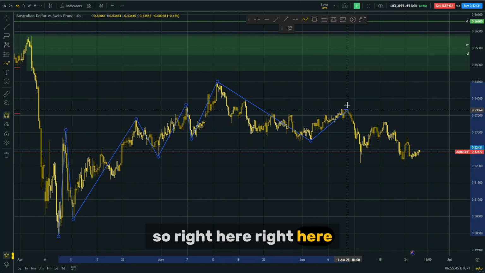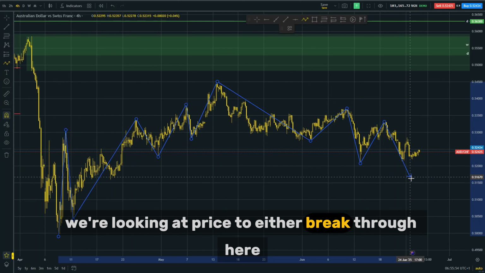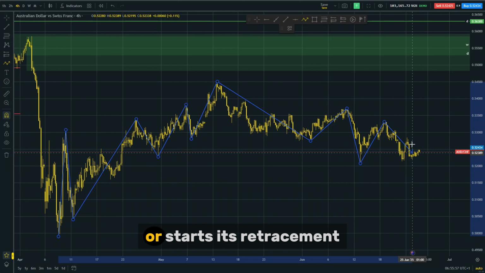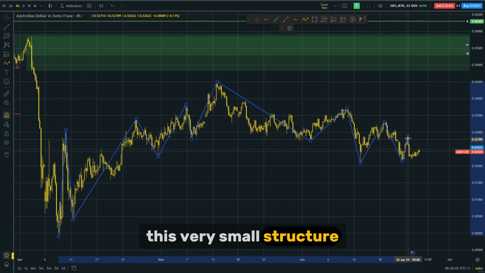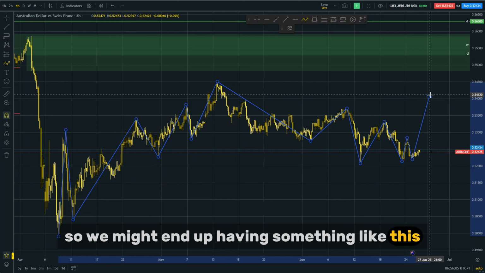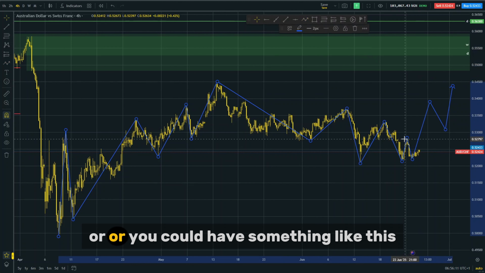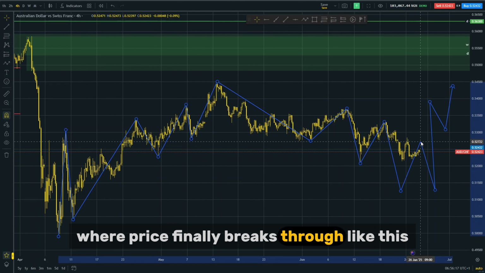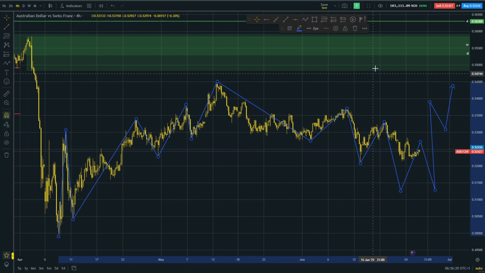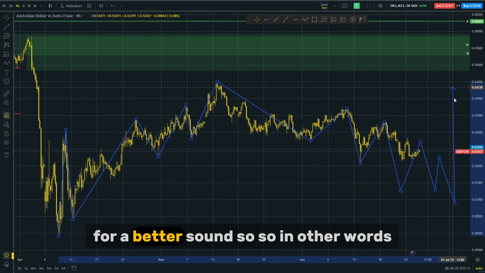So right here, and this is just the daily structure. We have this retracement. Now we're looking at price to either break through here or start its retracement. So right now we're looking at this very small structure, so we might end up having something like this, or we could have something like this where price finally breaks through like this, and all of this is going to go down below like this for a better zone.